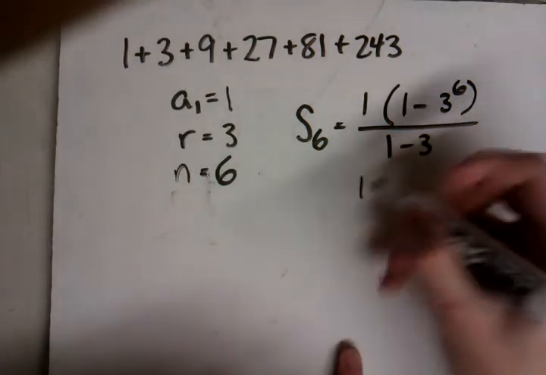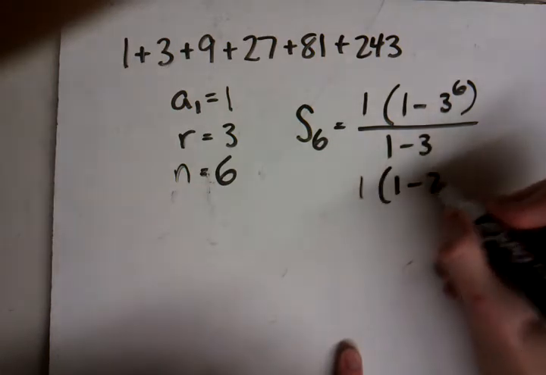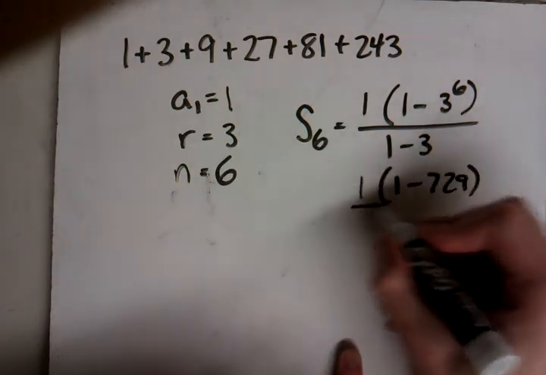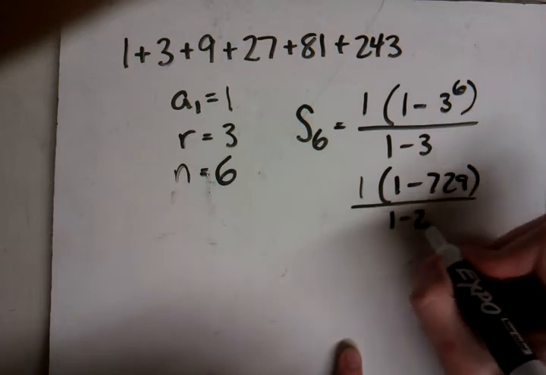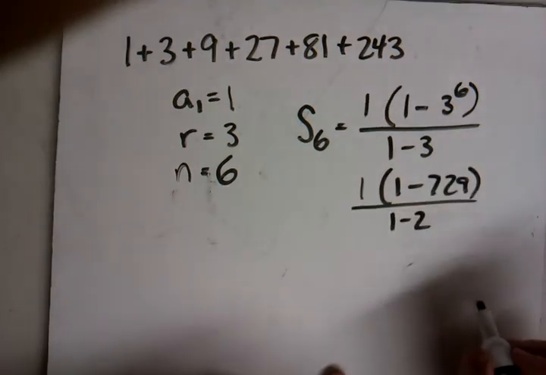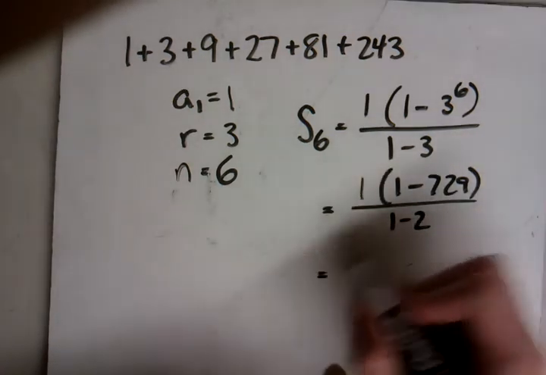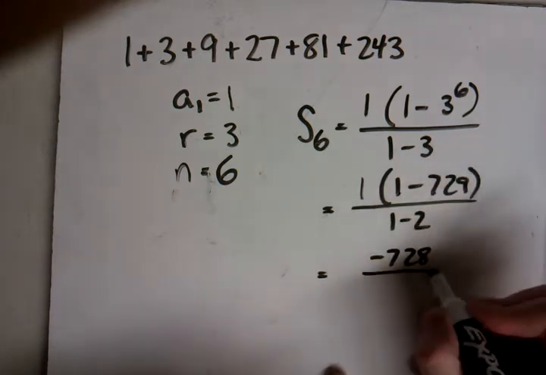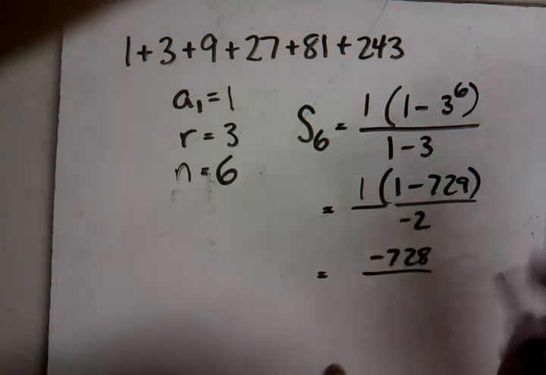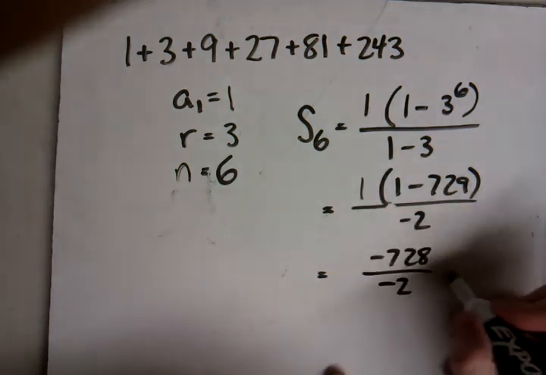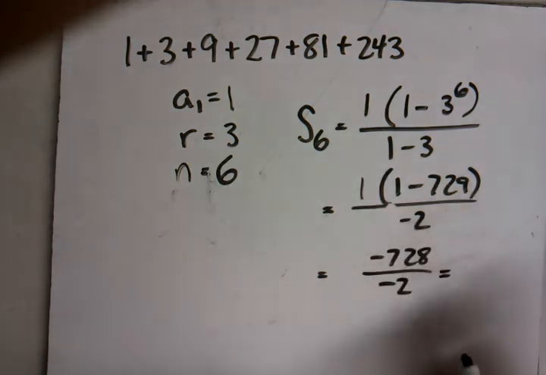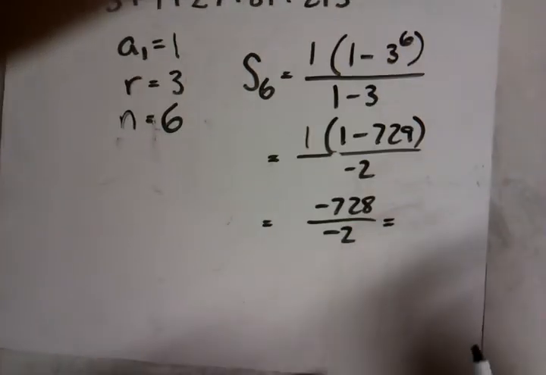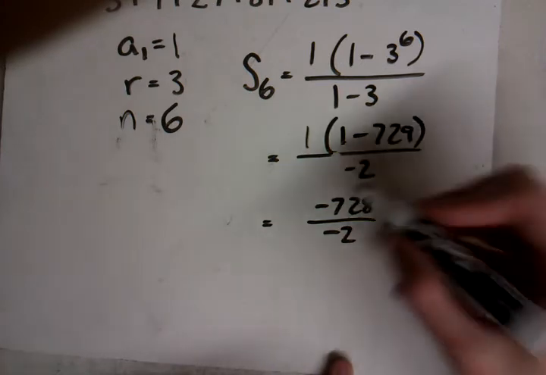So this is going to be 1 times 1 minus 729 all over 1 minus 2, which works out to be negative 728 over negative 2, which should come out to be a whole number since it is the sum of a sequence, or the sum of a series.